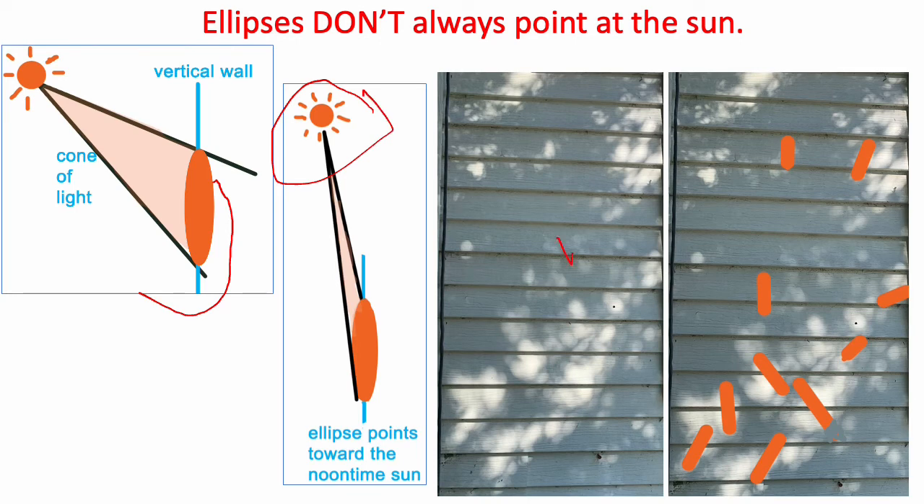In this photograph, the ellipses generally point up, as shown in orange, but they can't point toward the sun because the sun is behind us. You could as easily say that dappled light on a horizontal surface points toward an evening sun.